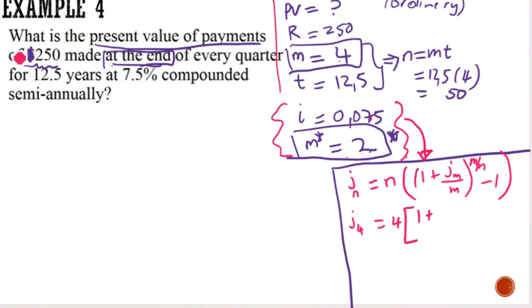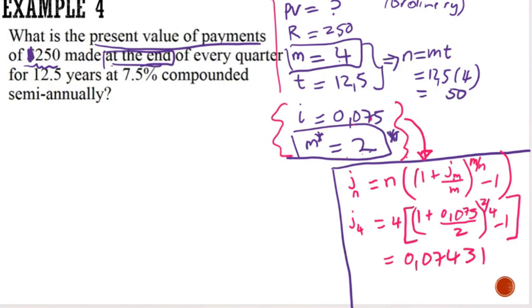You've got 1 plus. What is this interest rate that you want to convert? It is 0.075. It is compounding semi-annually. That is your M. It is compounding semi-annually, and then you are going to have 2 divided by... you want to convert it to 4, minus 1. Okay. So you plug everything into your calculator and then you find that the interest rate that you get is equal to 0.07431. Okay, that is a compounding interest.